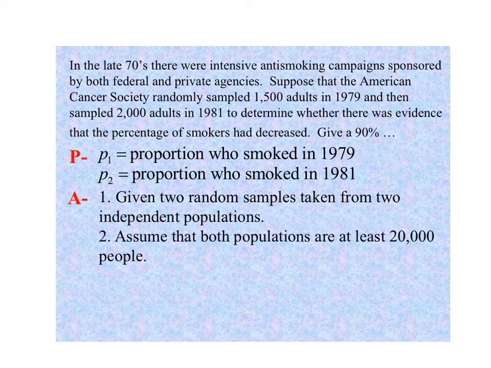All right, so step A is still the same as for means. The first step where we ask ourselves, were the samples collected randomly? And yeah, it's given in the problem that they collected these 2 groups of adults randomly. The next thing is, we're going to say it's safe to assume that both populations are at least 20,000 people.